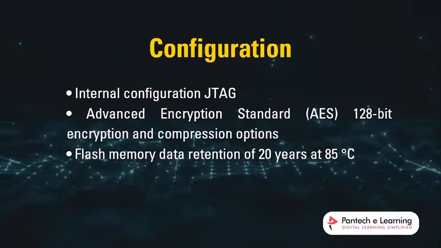And then configuration: we can configure the FPGA by using the internal configuration JTAG cable. Most FPGAs are based on JTAG only. Using only JTAG, we can configure the FPGA. Our Intel MAX10 is configured only by JTAG. For Spartan or other FPGAs, we can configure by using the USB cable. But in the Intel Altera MAX10 FPGA, we can configure only by using the JTAG cable.